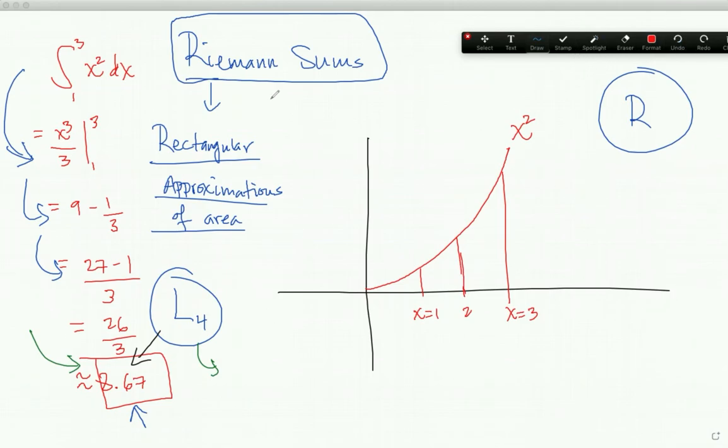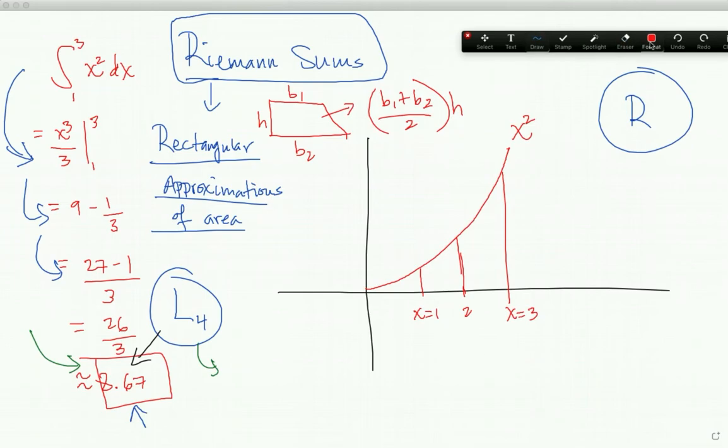Real quick, if I have a trapezoid, we usually see a trapezoid sitting like this. You have what's usually called base 1, base 2, and height. What is the area of the trapezoid? It's the average of the two bases times the height, right? Beautiful, yes. B1 plus B2 over 2 times H. Exactly. So that's what you'll have to do.